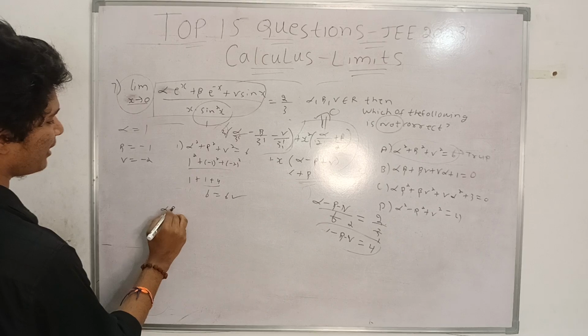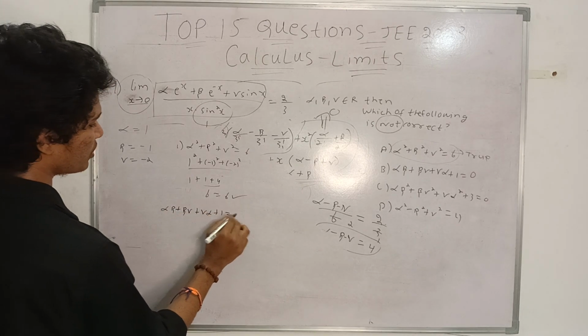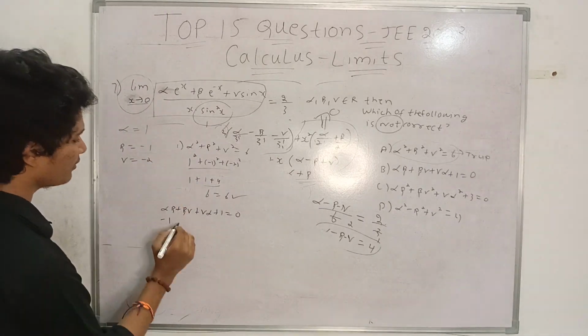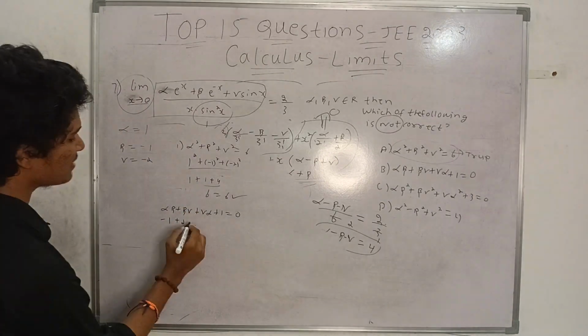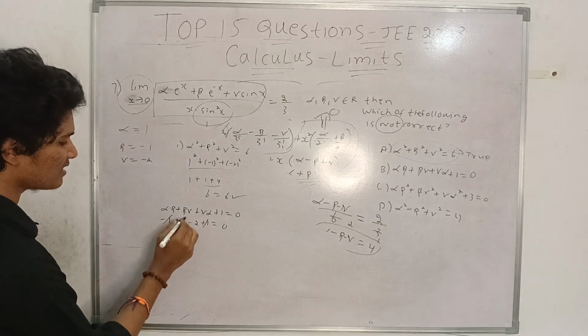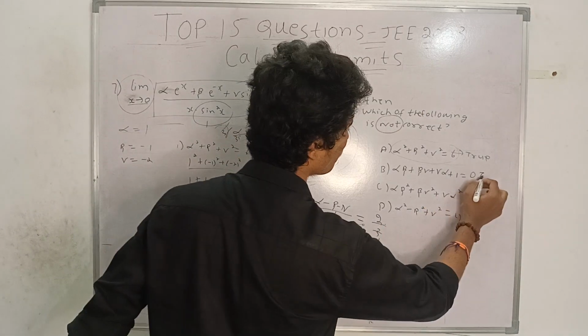They are saying that alpha beta plus beta gamma plus gamma alpha plus 1 equal to 0. Let's check. Alpha into beta, 1 into minus 1, it is minus 1. Beta into gamma, that is plus 2. Gamma into alpha, it is minus 2, plus 1 equal to 0. Minus 1 plus 1 cancel, 2 minus 2 get cancelled, so 0 equal to 0. So this option is also true.